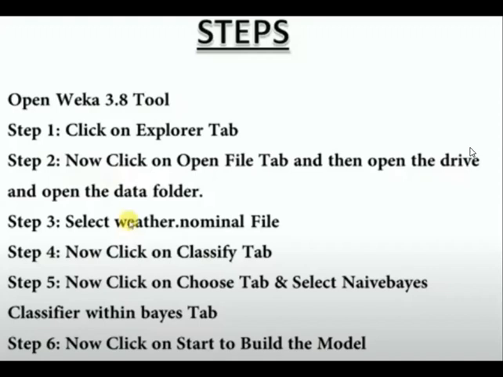Then we have to apply the classification tab. In the classification tab, we have to choose the naive Bayes, which comes under the Bayes menu. Under this Bayes menu, we can choose the naive Bayes algorithm, and we have to build the model of naive Bayes classification by choosing the corresponding class label. Under the corresponding class label, we can classify the data set whatever we need.